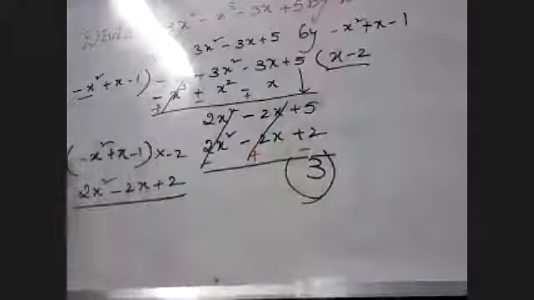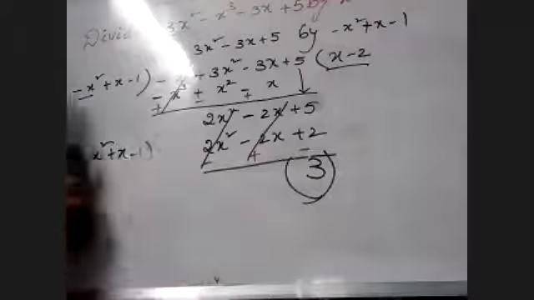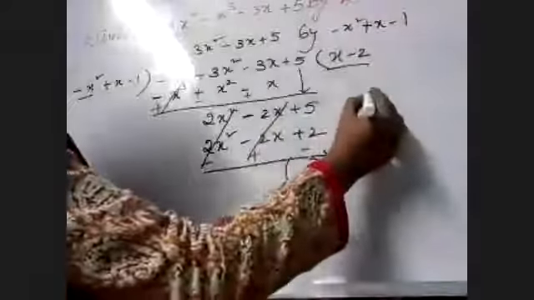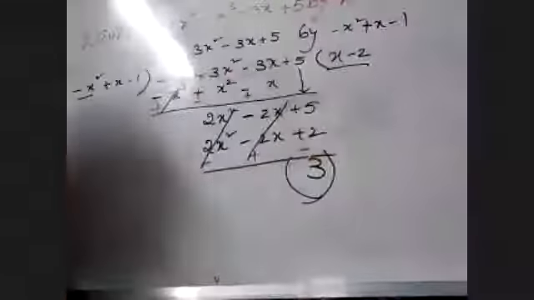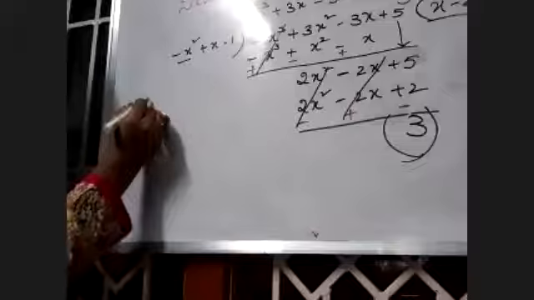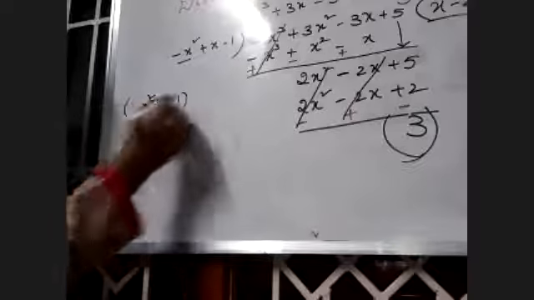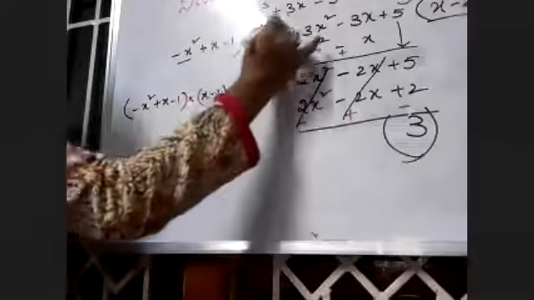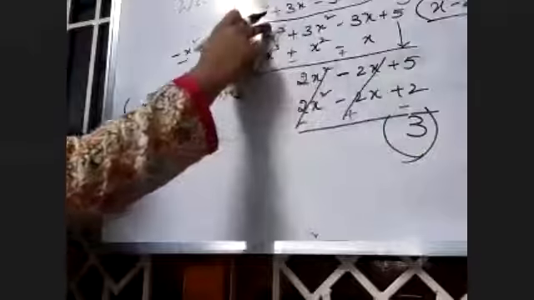So to check if it is correct or not, we have the formula. Just now we discussed that formula: dividend equal to divisor into quotient plus remainder. So minus x square plus x minus 1 into quotient, I am taking minus 2, remainder plus 3. So we have to prove this one, the dividend we have to prove.